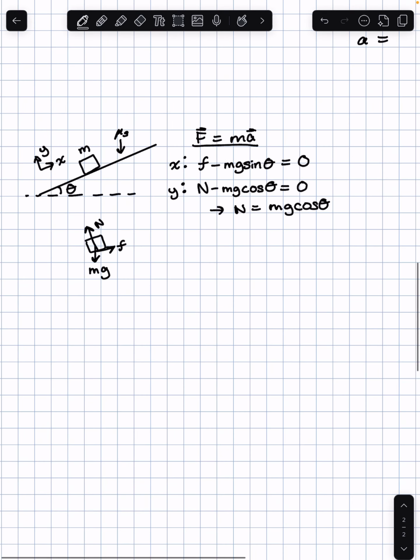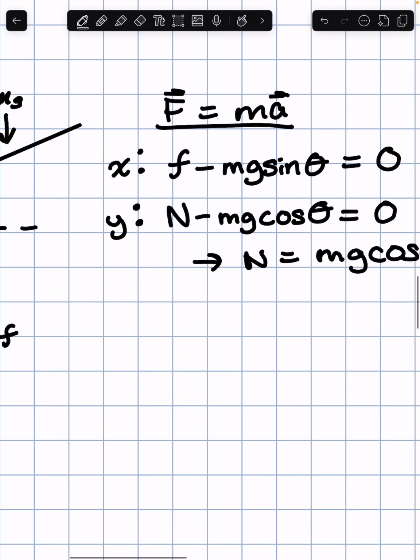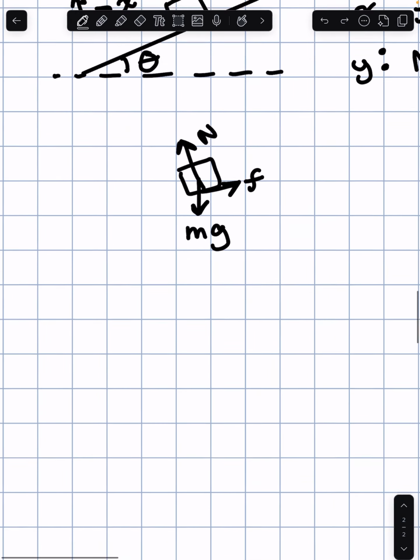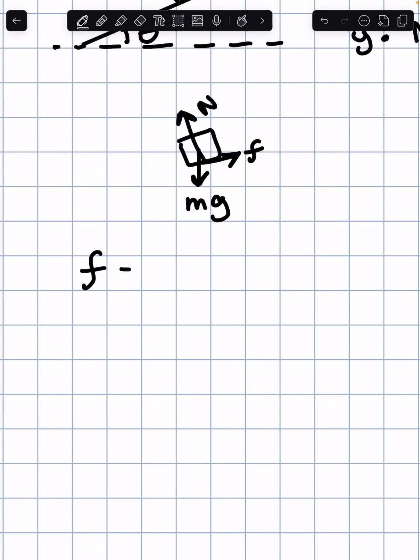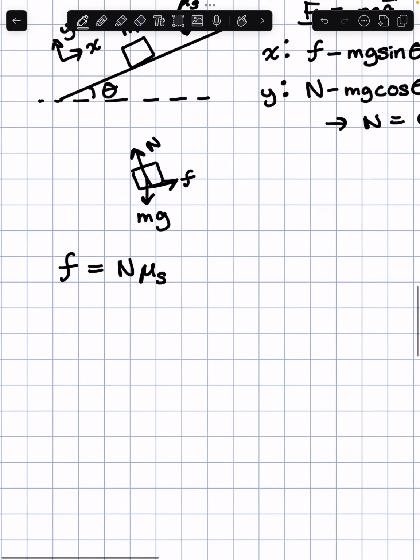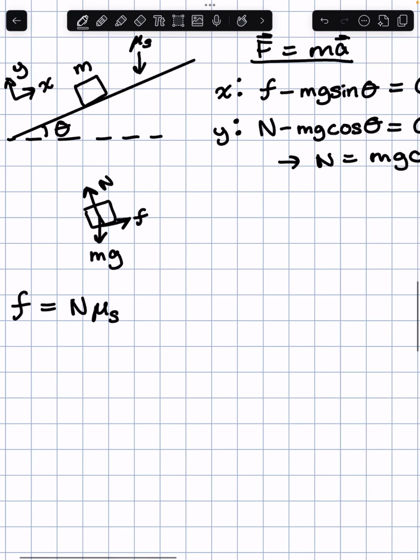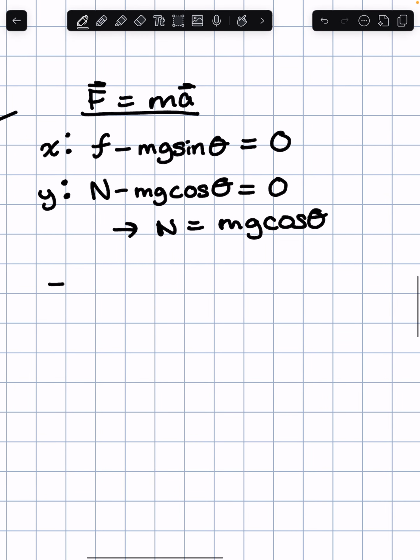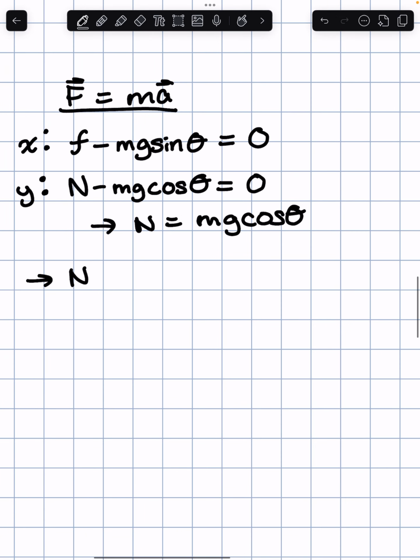Now, because we're trying to find the coefficient of friction, we should look for the case where F is the maximum. The maximum friction force is given by the normal force times the static coefficient of friction. So let's rearrange our x equation to be normal force times mu s minus mg sine theta. Let's rearrange again. N mu s equals mg sine theta.